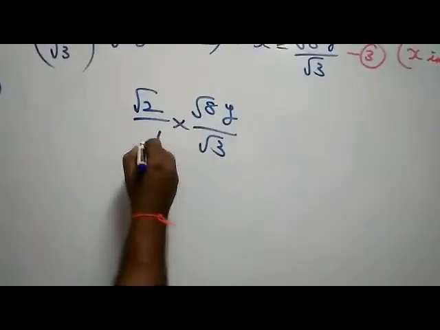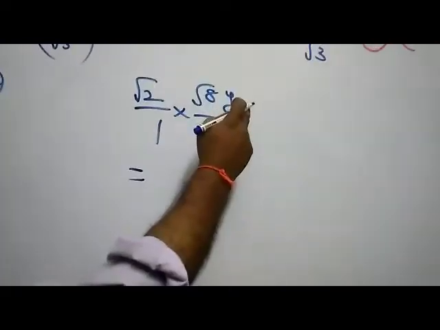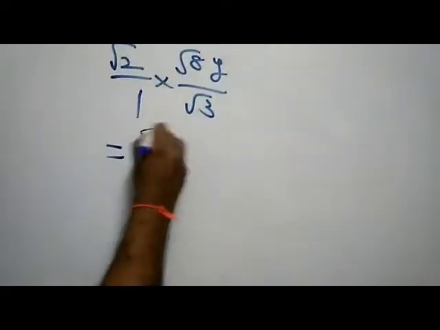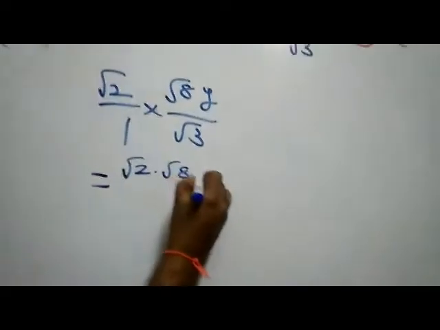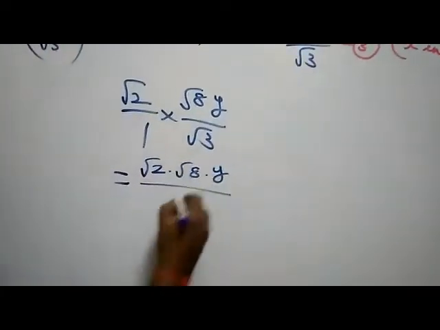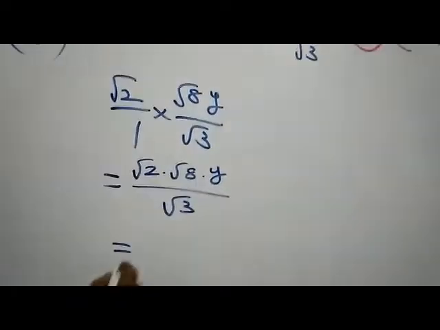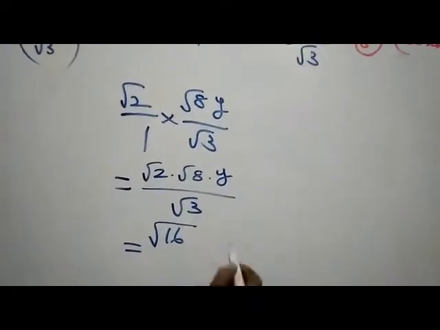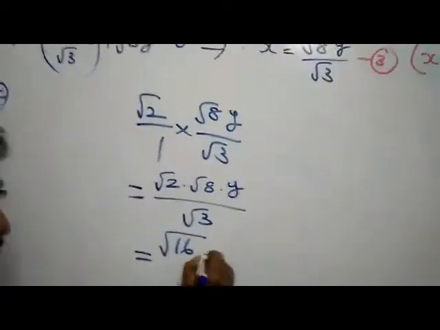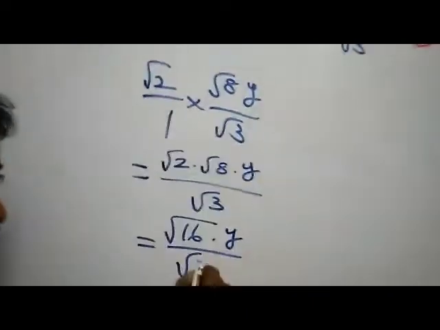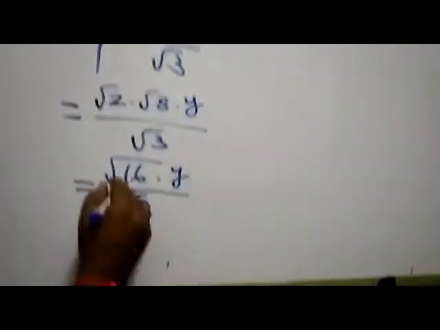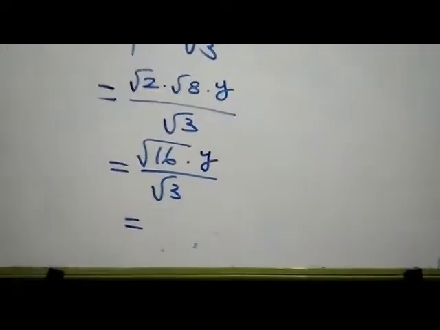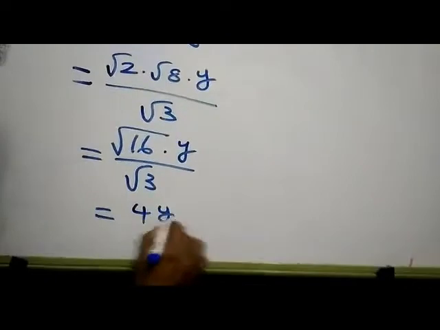I am going to simplify here. So this is nothing but root 2 by 1 into root 8 by root 3, that is root 2 into root 8 into y by 1 into root 3. Root 2 into root 8 is nothing but root 16, because root a into root b is equal to root ab, into y by root 3. You know very well it is a perfect square. Root 16 value is 4. So 4y by root 3.